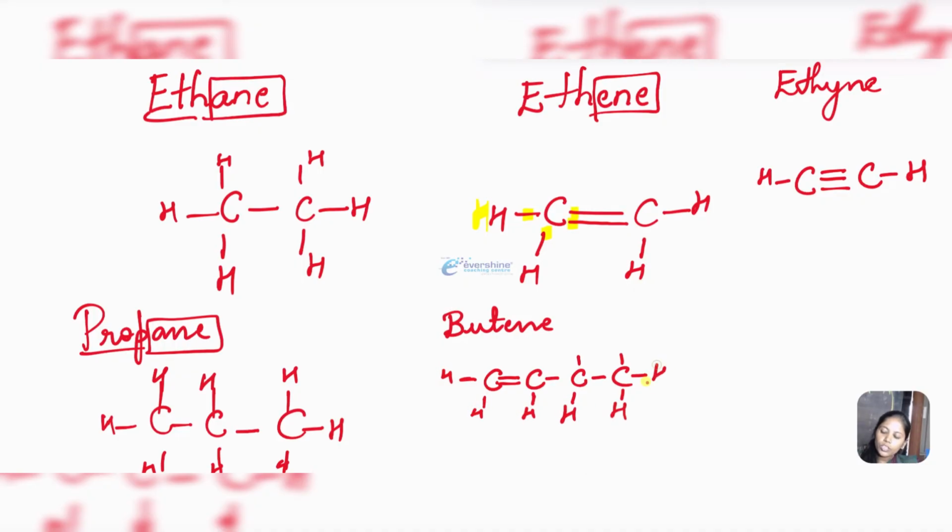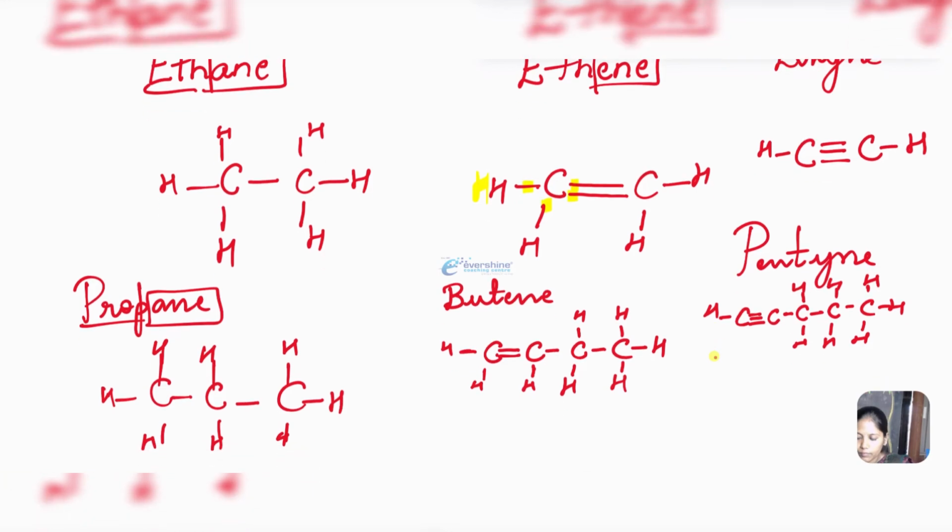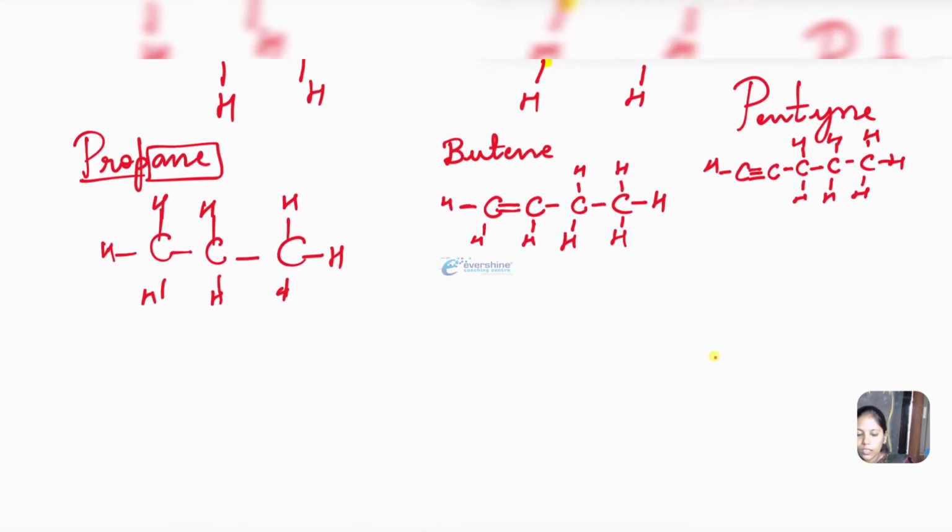Next, if they ask you to write the structure of pentyne, how will you write? Pent means 1, 2, 3, 4, 5 carbons. Yne is there. Triple bond. Anywhere in the carbon chain you can put a triple bond, and the rest you make 4 bonds. So 3 is there, put 1. 3 is there, put 1. Here 1, 2, 3, 4. So like this you should write the structure of pentyne. So ene means double bond, ane means single, yne means triple. I hope you understood.